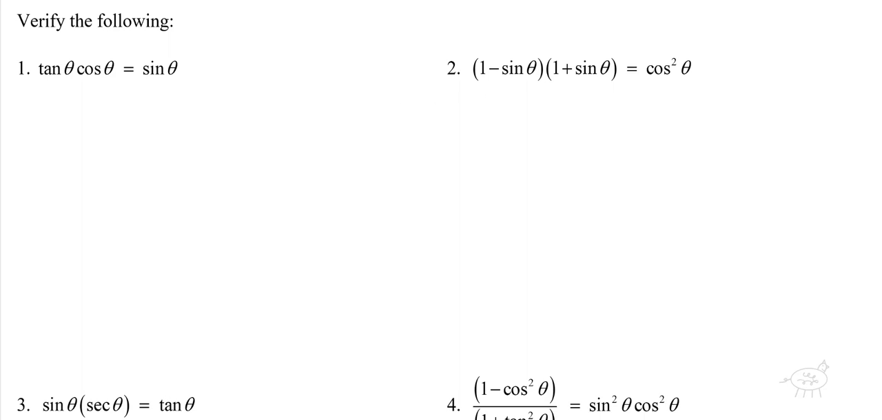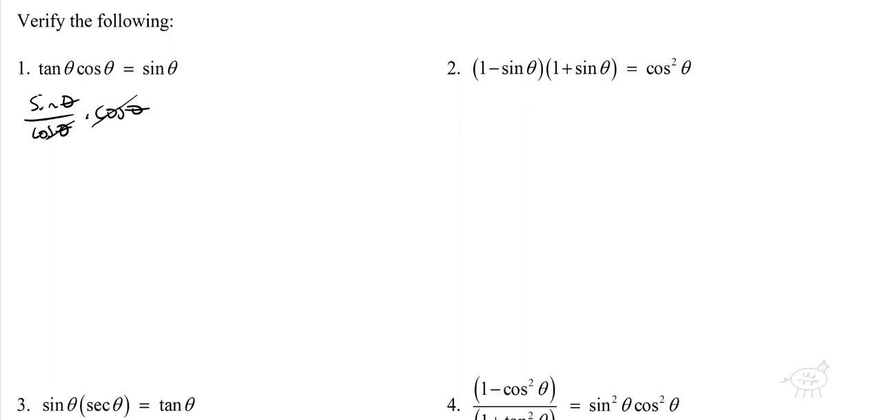Okay, so for number one, again, working on the left-hand side. So it says tangent theta times cosine theta equals sine theta. So if you have to pause for more than 4 to 5 seconds, you got to think sines and cosines. I cannot stress that enough. Sines and cosines. So I see tangent right away, and I'm like, oh, okay. That's sine of theta over cosine theta times cosine theta.